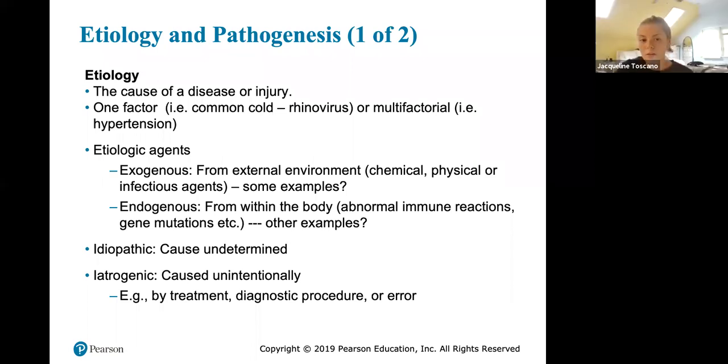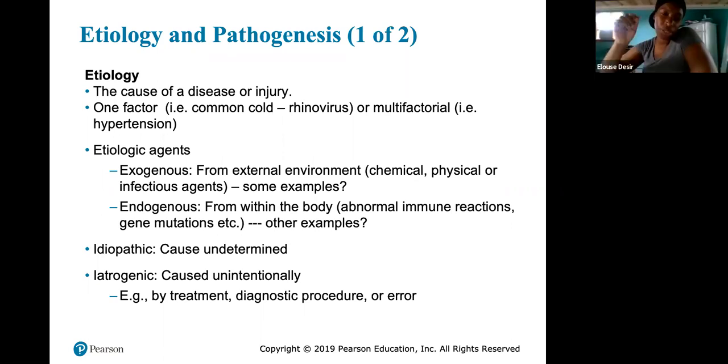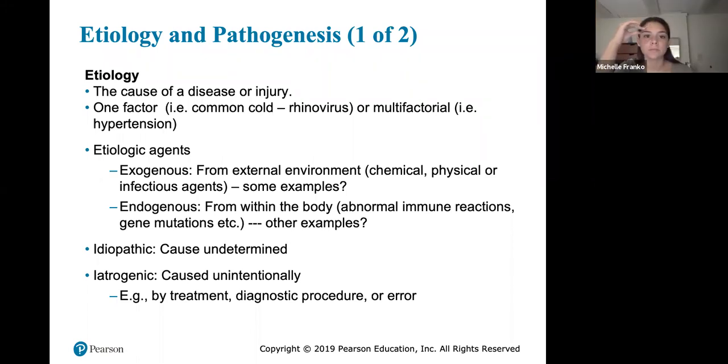Like a compromised immune system. Okay. Yeah, so I have listed here abnormal immune reactions, but yeah, some other compromise to the immune system. Would cancer be considered endogenous? Well, cancer is really the disease, right? So we're thinking of things that might cause, like a certain type of syndrome.